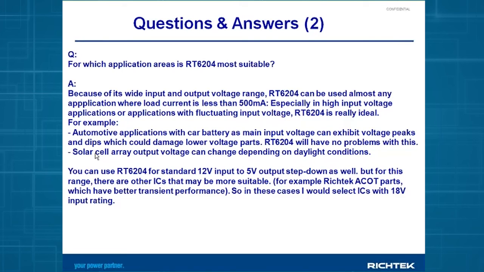If you have an application that runs from a 12 volt input lab supply to make a 5 volt output, of course you can use 6204, but we have many other ICs that may be more suitable. For example, the Richtek ACOT, the Advanced Constant On-Time parts, which have a very good transient performance, may be more suitable because these parts are 18 volt rated, which is really suitable for 12 volt inputs. And then I wouldn't use the RT6204.